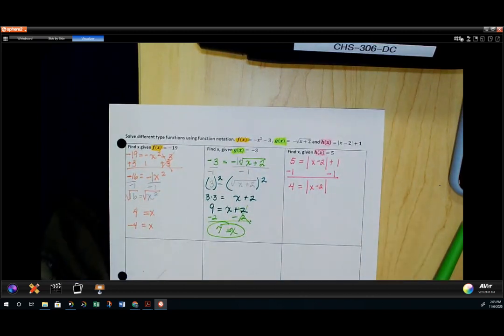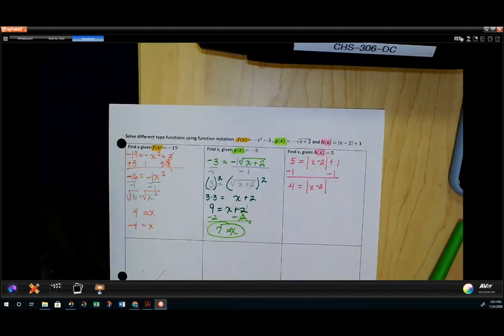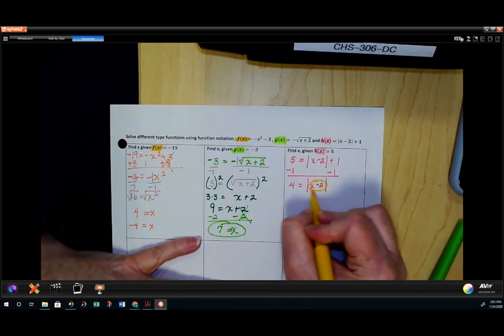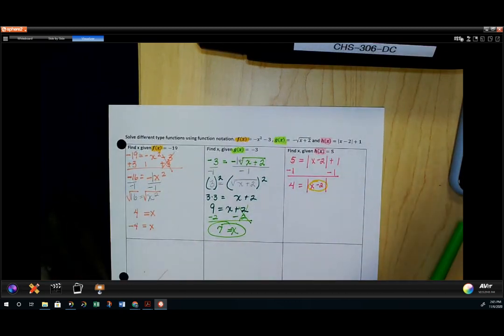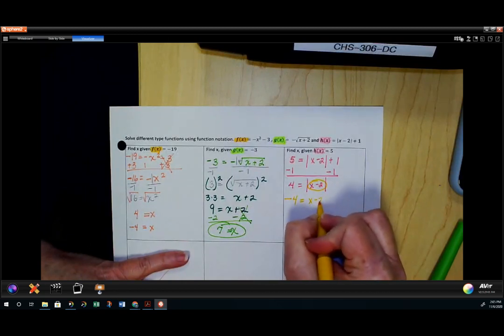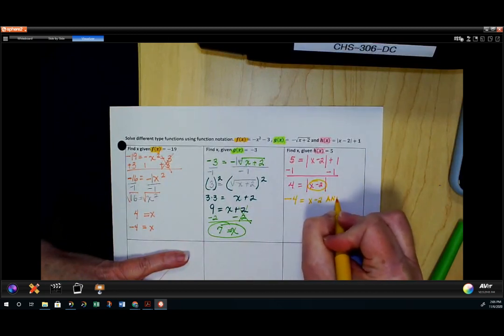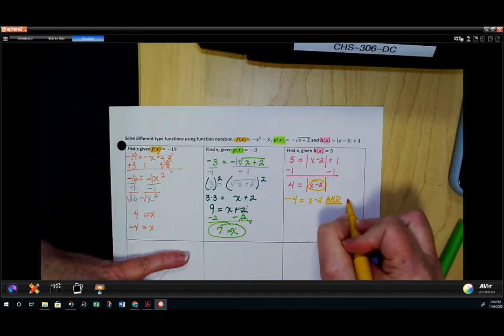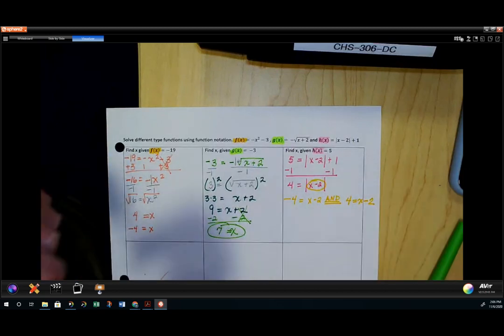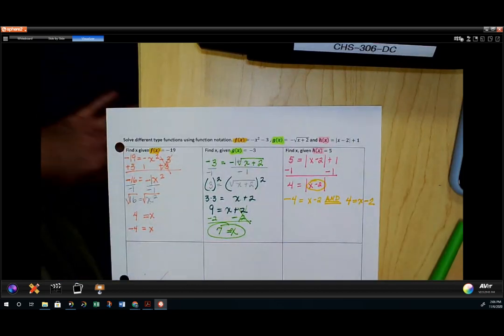And then, oh yeah, she told me that whenever this is inside the absolute value, it's going to be +4, or I can walk 4 steps backwards. So -4 is equal to x minus 2. And because I can have one or the other, +4 is equal to x minus 2. Because you can have those equal to both sides.